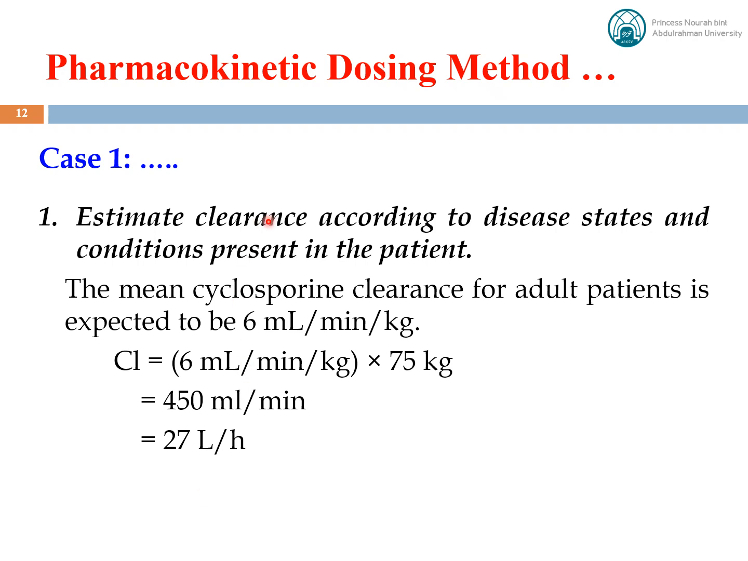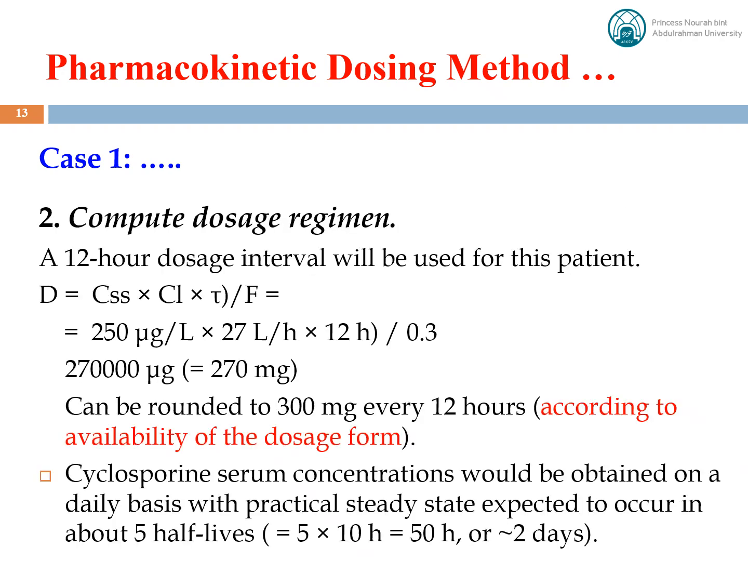First of all, estimate the clearance according to the disease state and conditions that are present in the patient. So the mean cyclosporin clearance for the adult patient is expected to be 6 milliliters per minute per kilogram multiplied by 75. It will be 450 milliliters per minute. This is per minute. Divide by 60. It will be 27 liters per hour. We are converting from milliliters per minute into liters per hour. This is the clearance of cyclosporin in that patient.